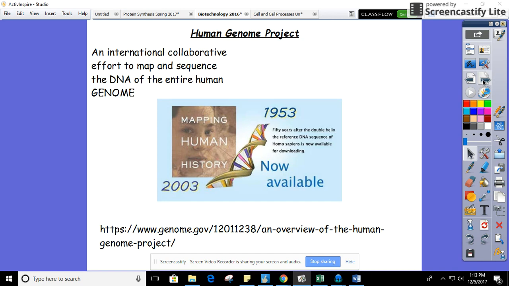So if we take a look at where a lot of this started, the Human Genome Project was completed in 2003, and that was an international effort to map and sequence the entire human genome. So that was about a 50-year span to figure out the structure of DNA to what is the entire message on DNA.